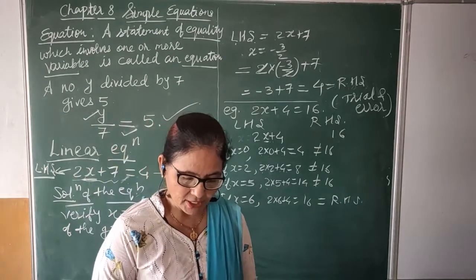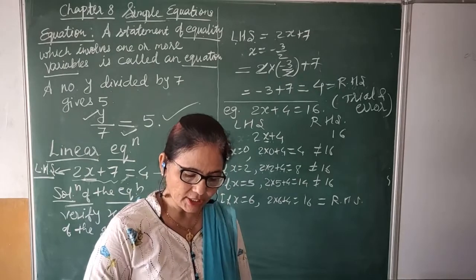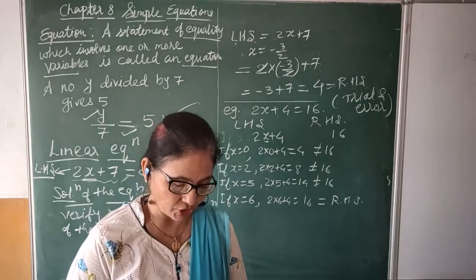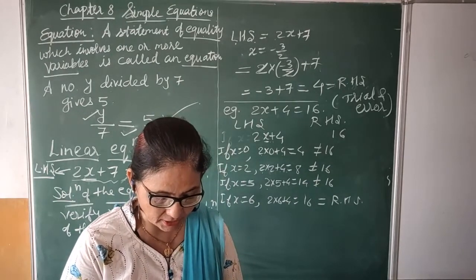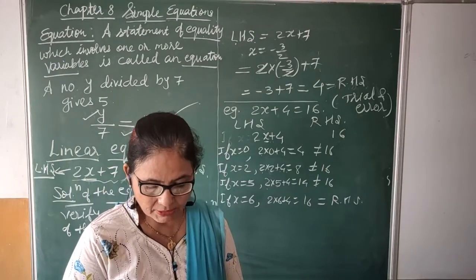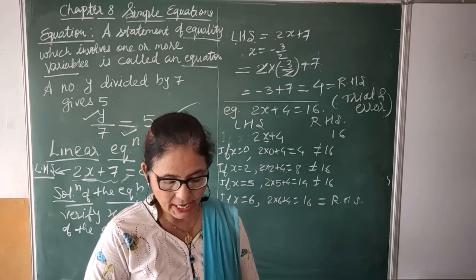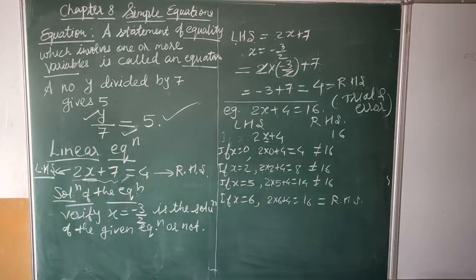Exercise 8.1, the first exercise of the lesson. And here the first question is, write each of the following statements as an equation. See children, here 6 sums are there. I will read the questions. Okay, maybe sometimes I will not write the question, I will explain how to write the answer. Okay, so let's move to exercise 8.1.